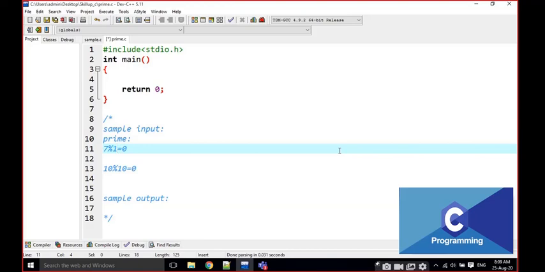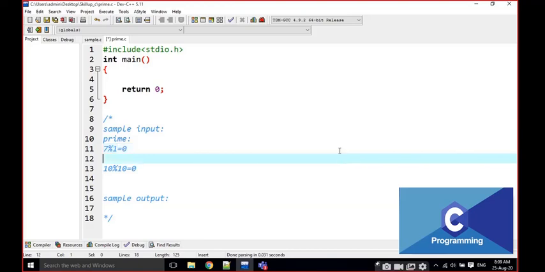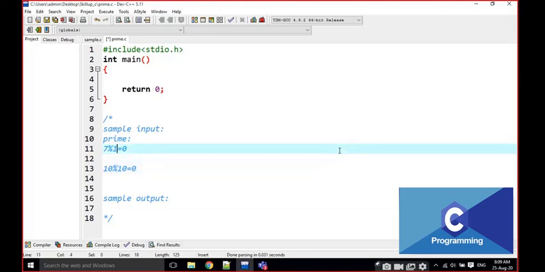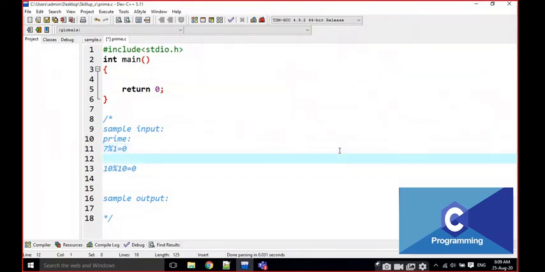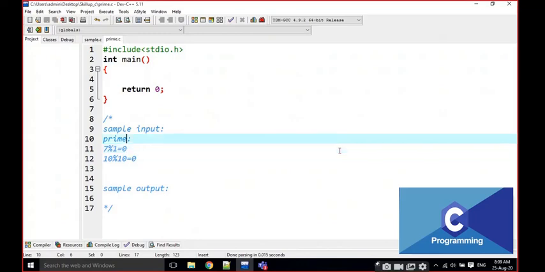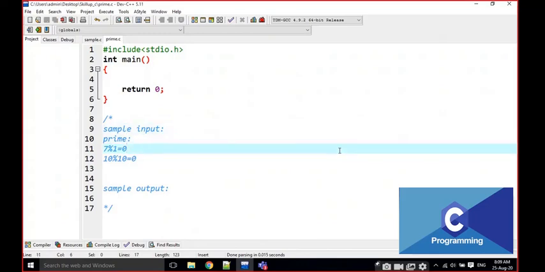How many times am I going to check? For example, if it is 10, I am going to start at 1 and then check 2, 3, 4, 5, 6, 7, 8, 9, 10. If it is 100, I am going to start at 1 and I have to stop at 100. That means we know exactly where to start and where to stop.